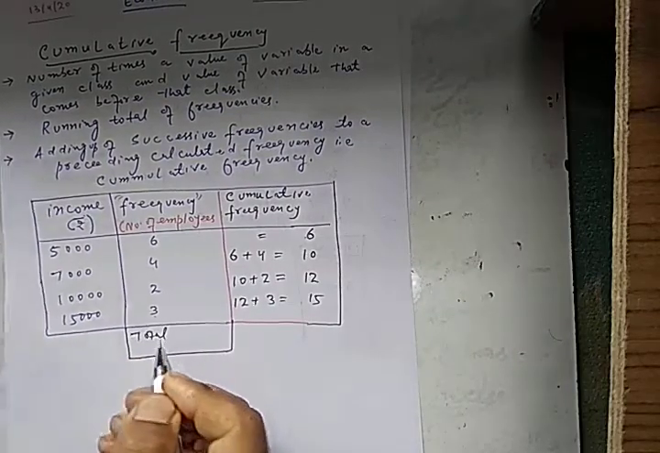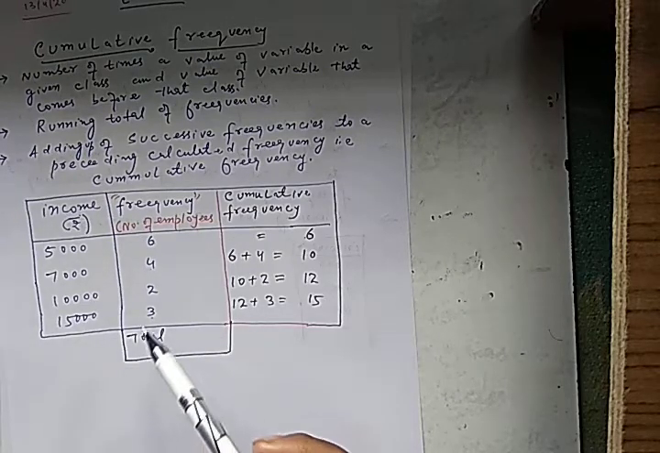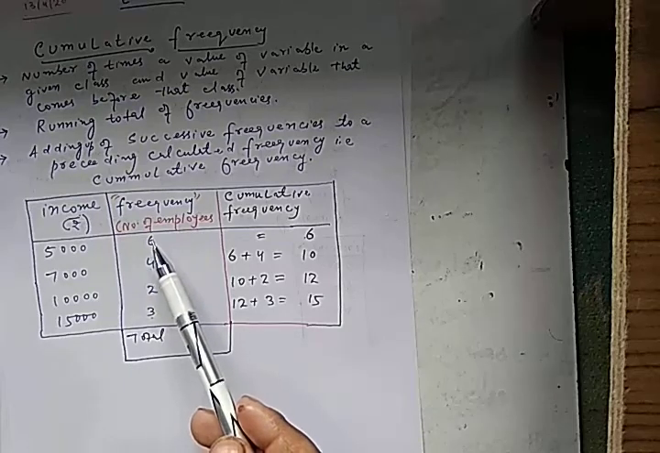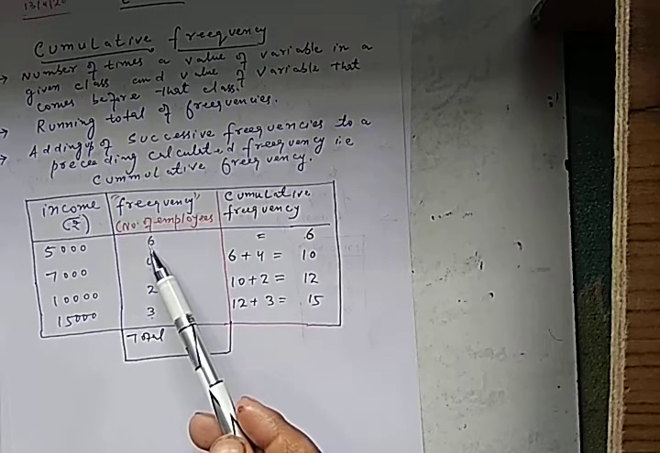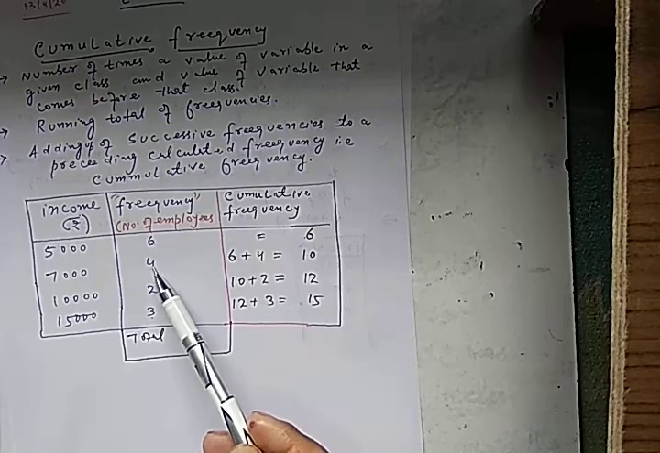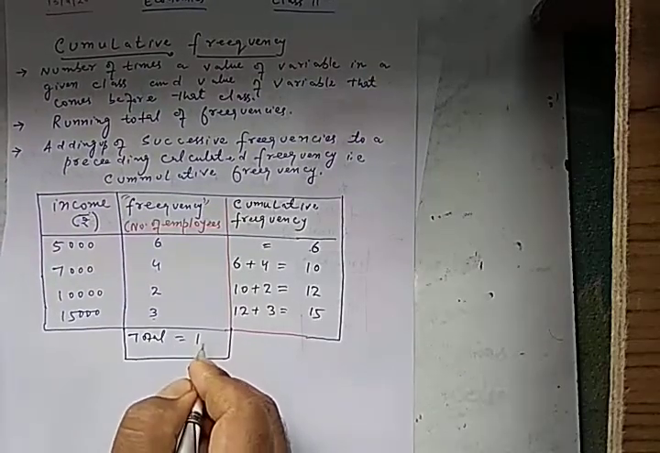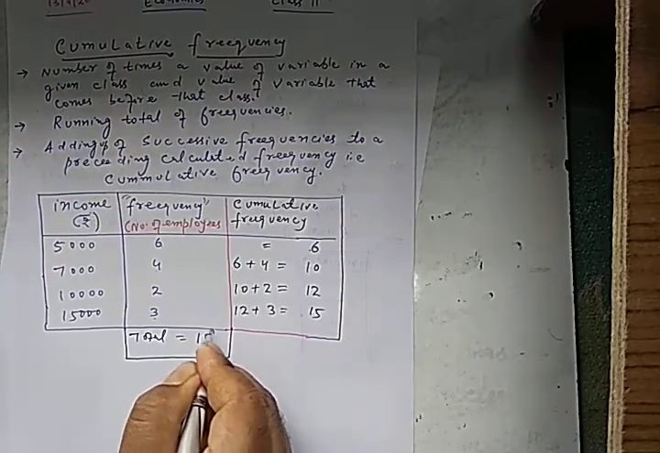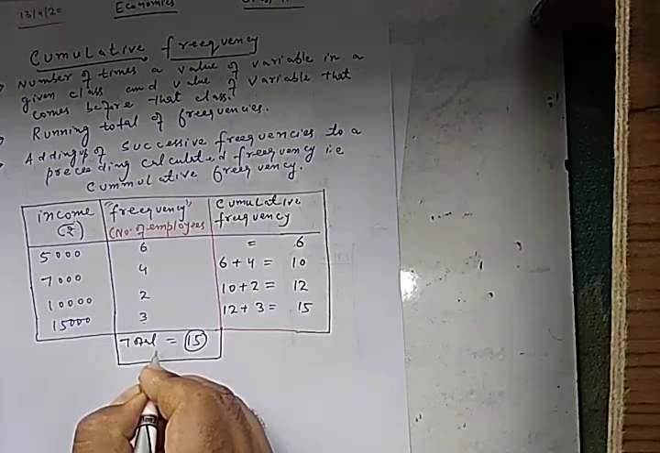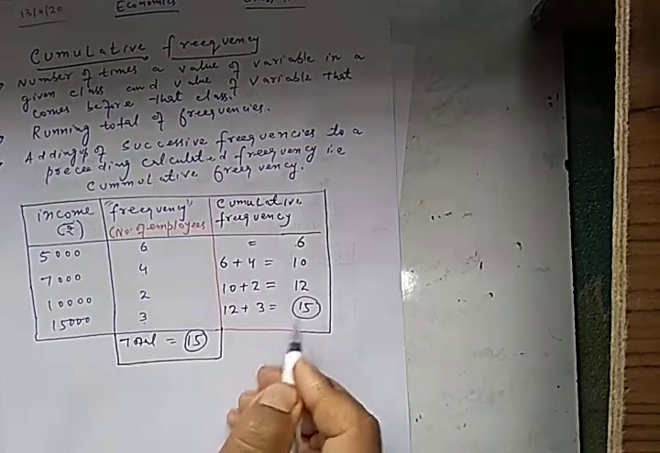See here, in total simple frequency, the total number of employees or total frequency is equal to 6 plus 4 is 10, 10 plus 2 is equal to 12, 12 plus 3 is equal to 15. This total simple frequency is equal to the last cumulative frequency obtained.